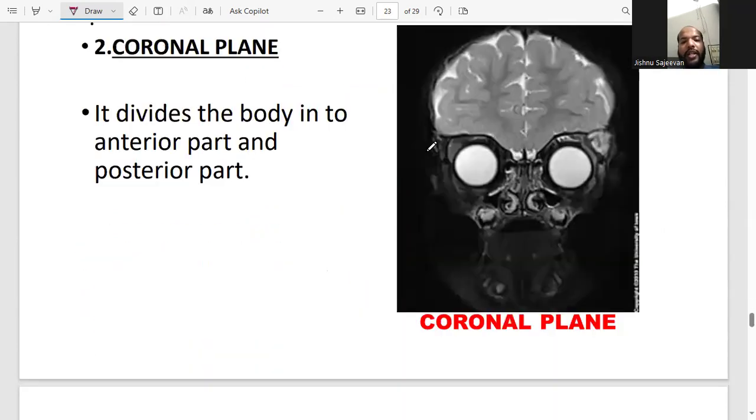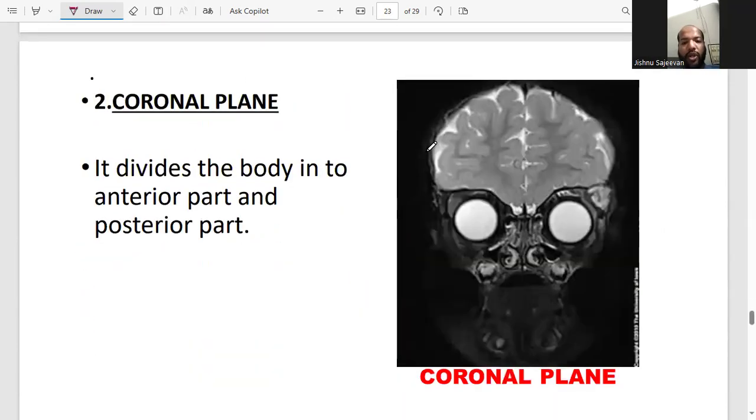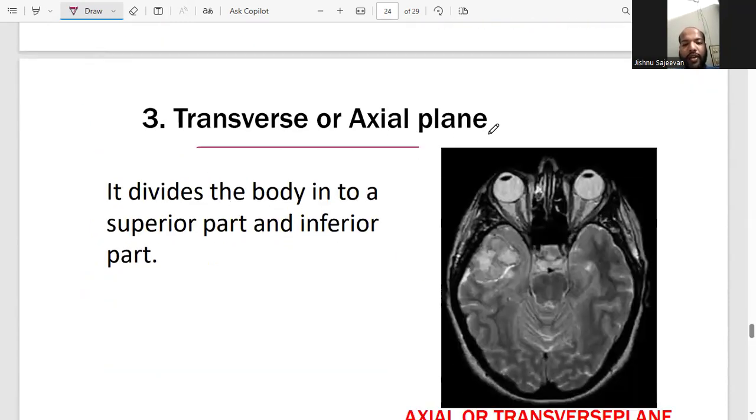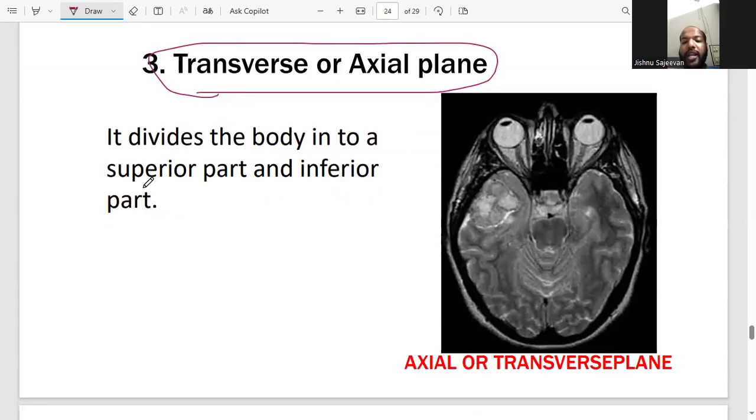Then the second one is the coronal plane. Coronal plane means the body or that part will be divided into anterior and posterior. So this is the image of the coronal plane. Moving on to the last important plane, known as the transverse or axial plane. You can see that in the next slide. We are dividing that particular part into superior and inferior. That is known as the transverse or axial plane.